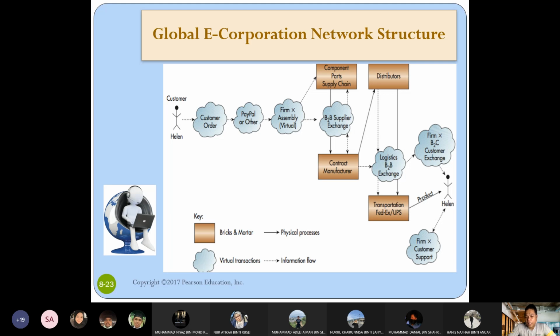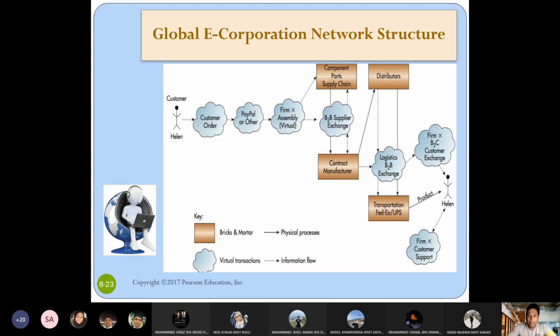And then Firm X, the company or organization, assembles virtually through the system. And then they may choose either components, parts, supply chain, or maybe the B2B, or business to business, suppliers exchange. So depending on the product, they must choose the components, parts, supply chain, and then the B2B supplier, or maybe go directly to the B2B, business to business. Maybe from the apps they use, they inform the organization about the product order from Helen.